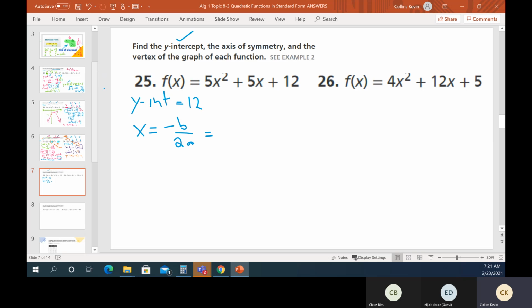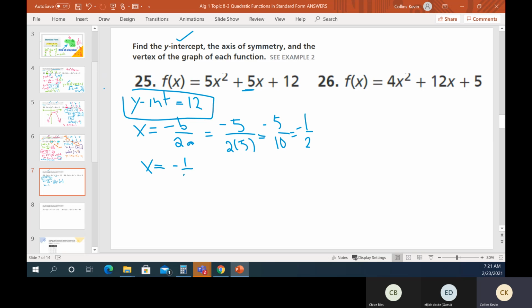All right, so y-intercept check. Axis of symmetry. So we switch the sign on this, minus 5, right? Take this and double it, so 2 times 5. So it's going to be negative 5 over 10, which is negative 1/2. So your axis of symmetry is x equals minus 1/2. All right, axis of symmetry, check.